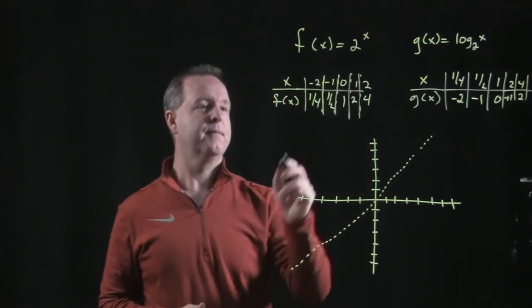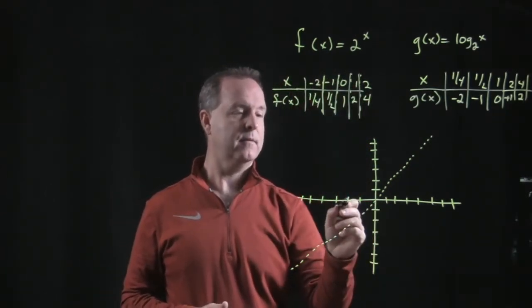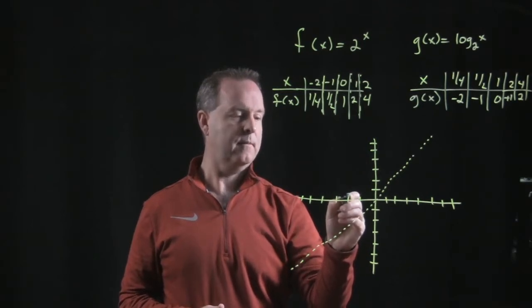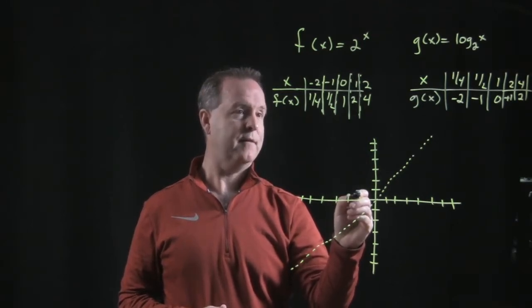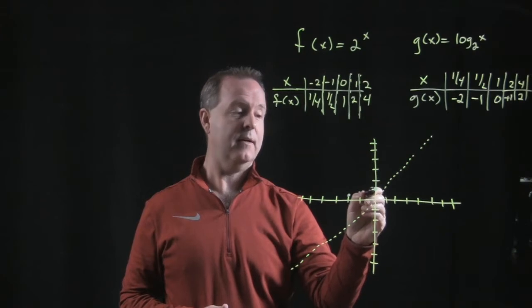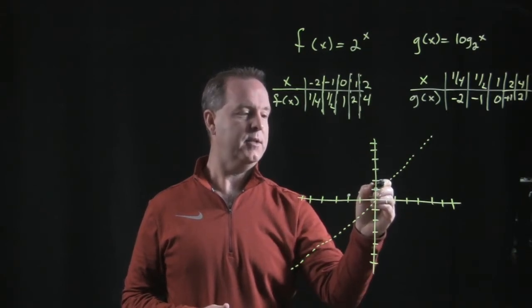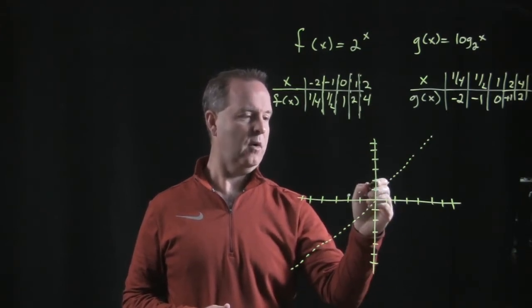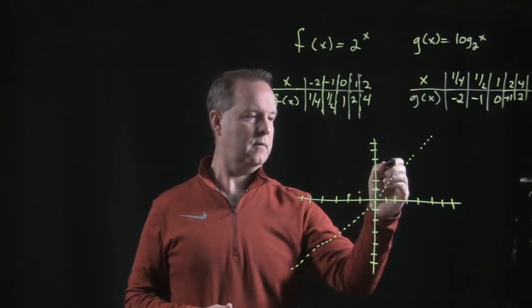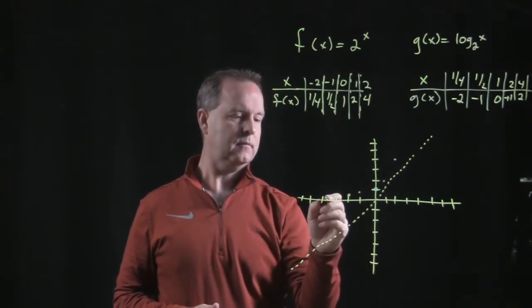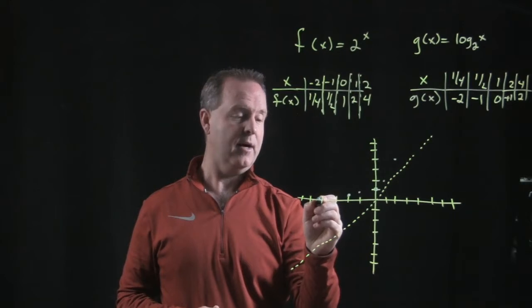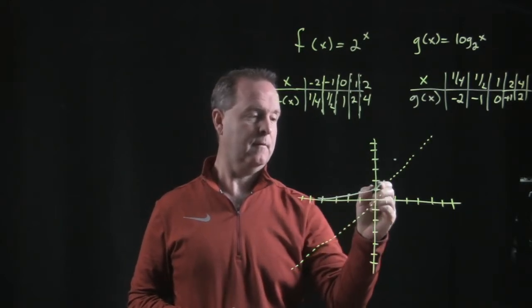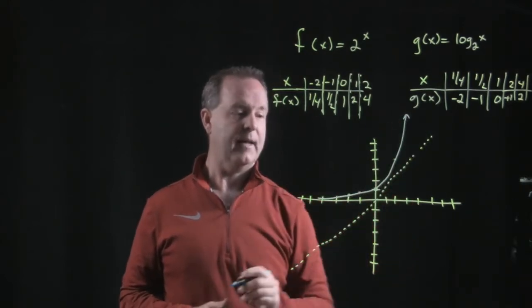Let's plot f of x. So over at -2, we're up at 1/4. At -1, we're at 1/2. At 0, we cross right there. Over at 1, we're up at 2. Over at 2, we're up at 4. And if we remember, we'd have an airplane taking off as such.